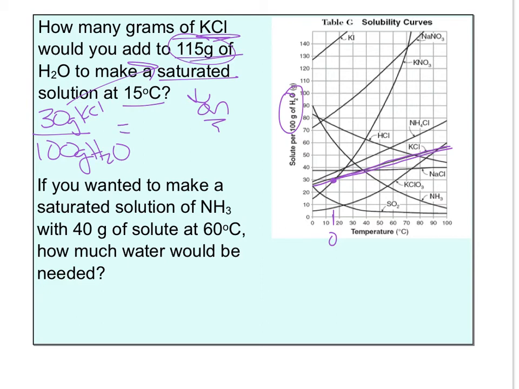So what I'm going to do here is put an X on the top and put 115 grams of H2O on the bottom. So what I did here is I set up a proportion. This part of the problem right here is what I got from the graph. So I know that I can dissolve 30 grams of potassium chloride at 15 degrees Celsius in 100 grams of water to make a saturated solution. So this was my graph value.